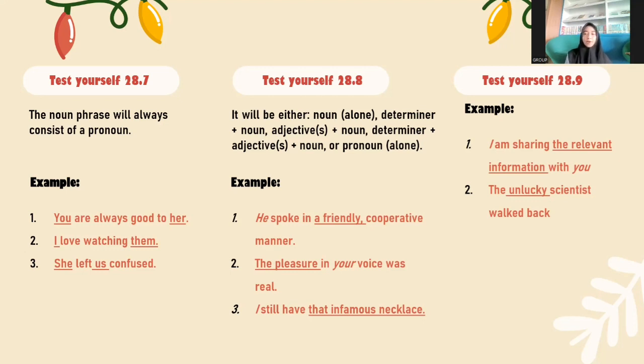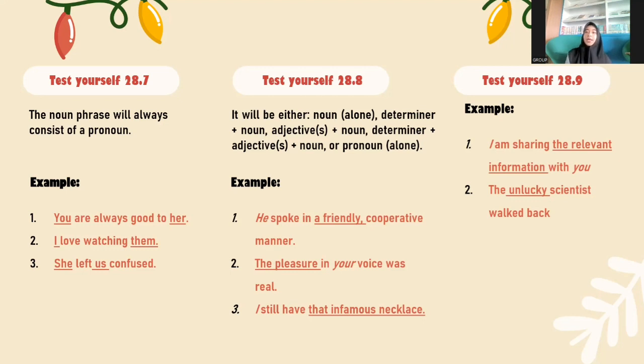And next, test yourself 28.8. It will be either noun alone, determiner plus noun, adjective plus noun, determiner plus adjective plus noun, or pronoun. Example, he spoke in friendly, cooperative manner. Friendly is adjective and he is pronoun. And the next, the pleasure in your voice was real. The pleasure is adjective and your is pronoun. And next, I still have the infamous necklace. I is pronoun and the infamous necklace is adjective.